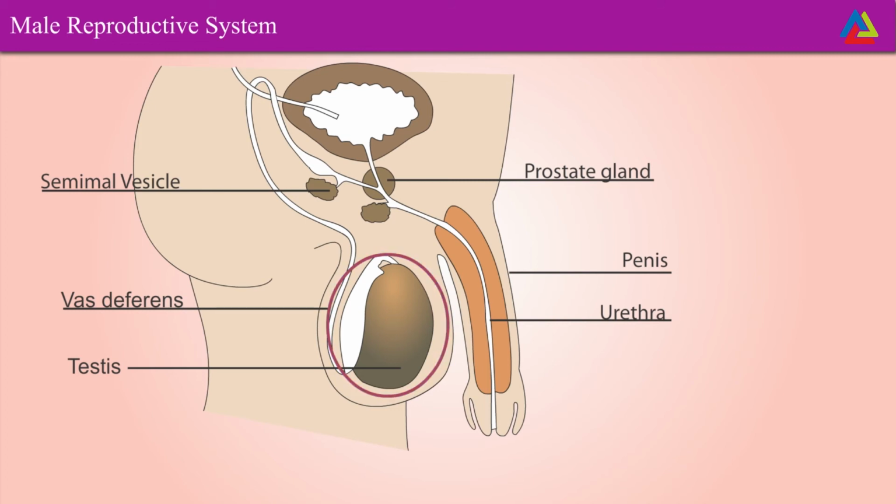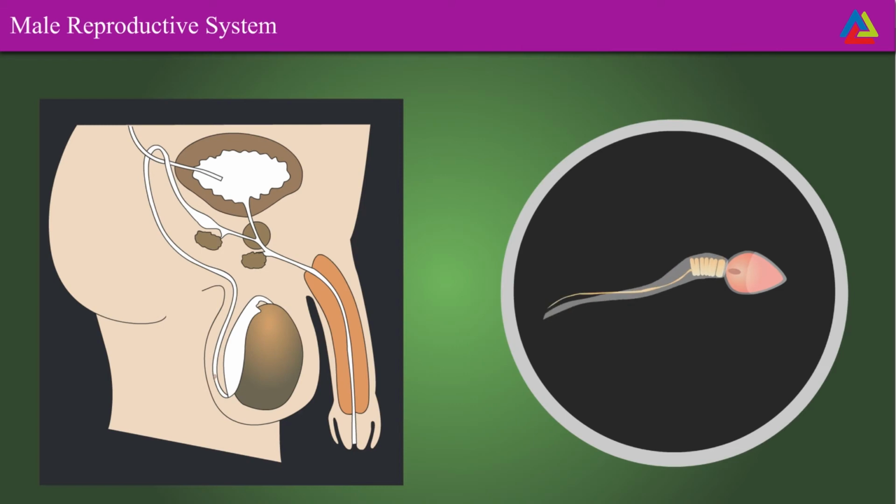Scrotum provides optimal temperature for formation of sperms, which is 1 to 3 degrees centigrade lower than body temperature. From each testis arises a long tube called vas deferens. Along the path of the vas deferens lie the prostate gland and seminal vesicles.